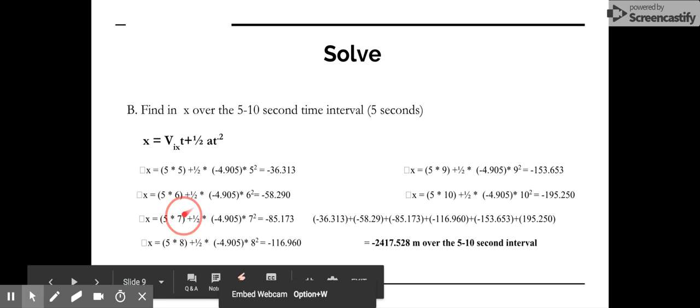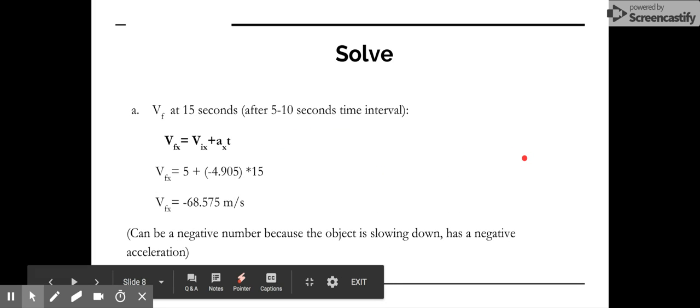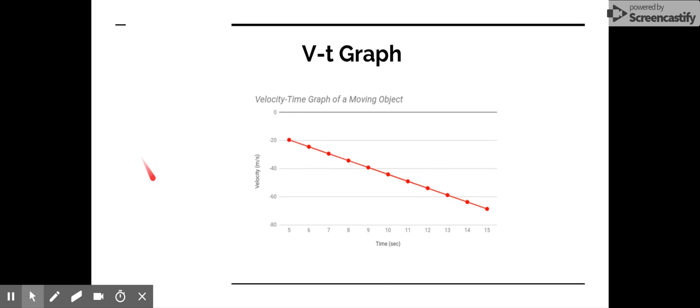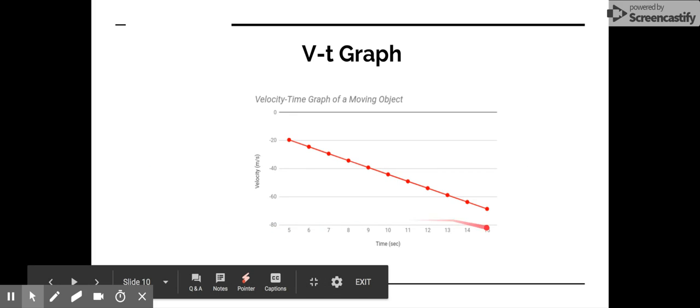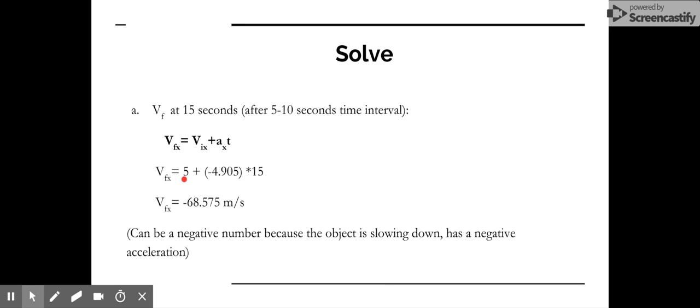And then this is our VT graph. So in order to graph this, I used this equation and I just plotted the time from 5 to 15 seconds. Essentially what I have to do is just change this value. These two remain the same.